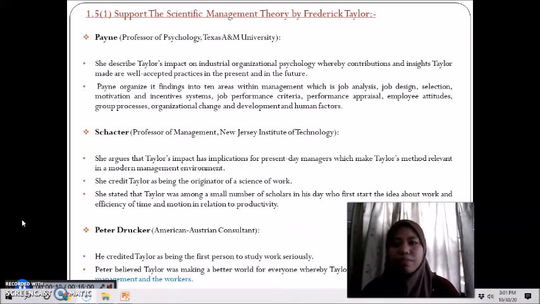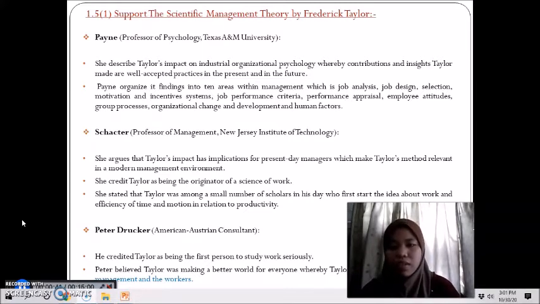First person is Payne. She described Taylor's impact on industrial organizational psychology, whereby the contribution and insight Taylor made are well accepted practice in the present and in the future. She also organized its findings into 10 areas within management: job analysis, job design, selection, motivation and incentive systems, job performance criteria, performance appraisal, employee attitudes, group process, organizational change and development, and human factors.